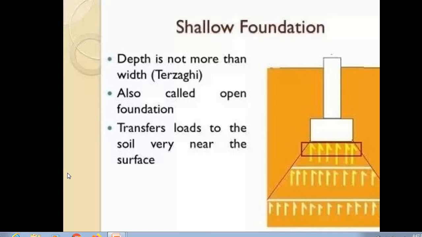And coming to deep foundations, a foundation which is placed at a greater depth or transfers the load to deep strata is called a deep foundation. From an economical point of view, the construction cost of a shallow foundation is cheaper than the deep foundation. This shallow foundation is also known as open foundation. It transfers the load to the soil very near to the surface.